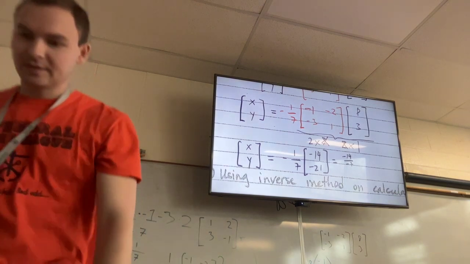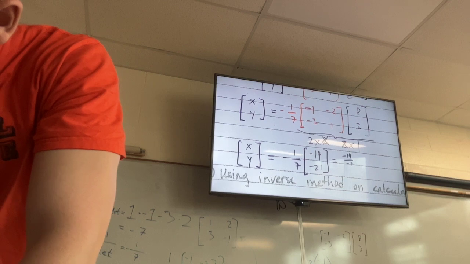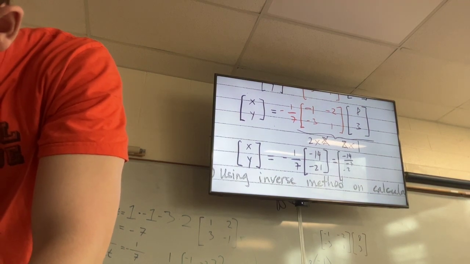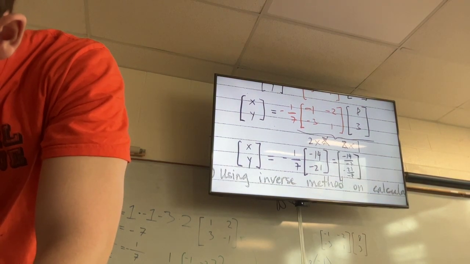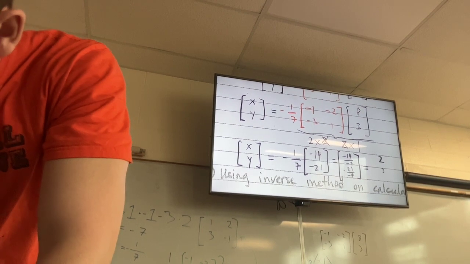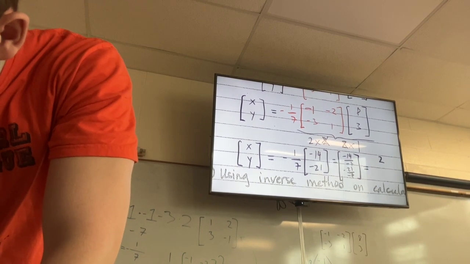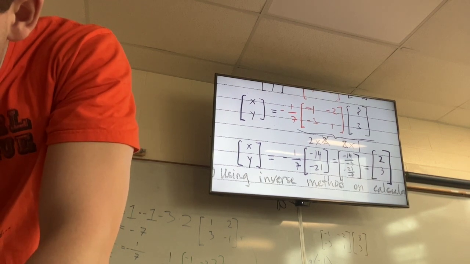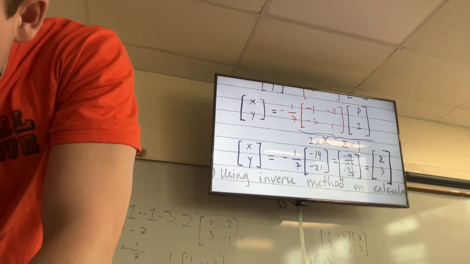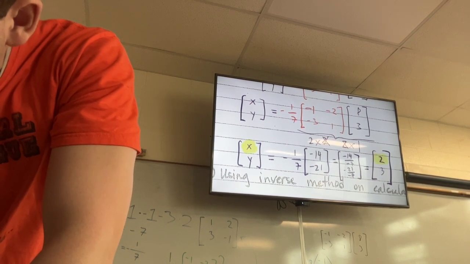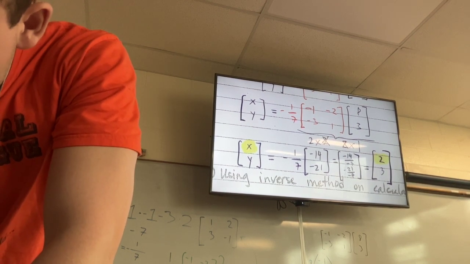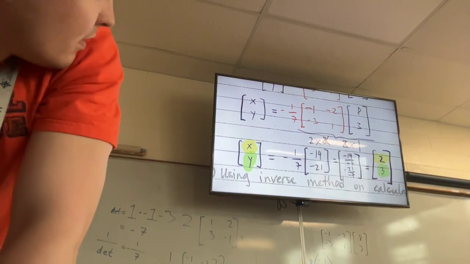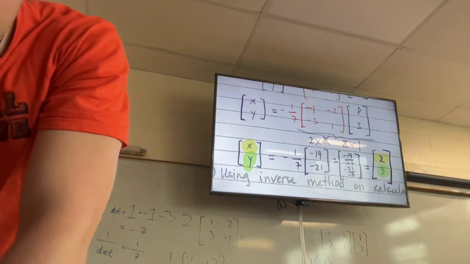Okay. So negative 14 over 7 on top over negative 7, and then negative 21 over negative 7 on bottom, which is 2 over 3. I thought you just inverse them all. That flip. So 2 over 3 is the answer? So my x is going to be my top number here. My y is going to be my bottom number. So x equals 2 and y equals 3.